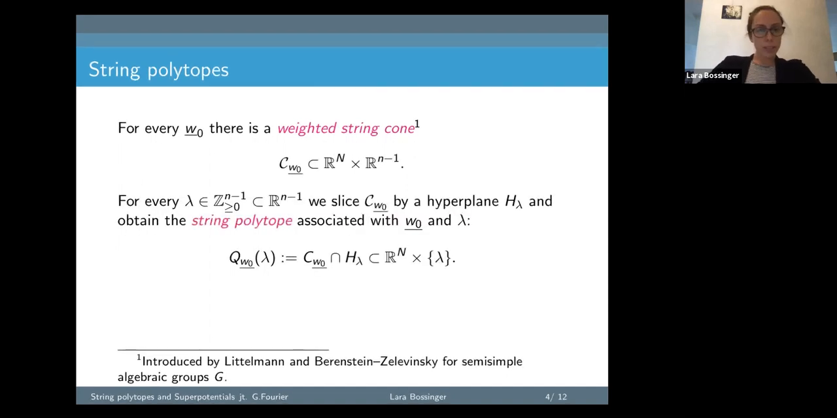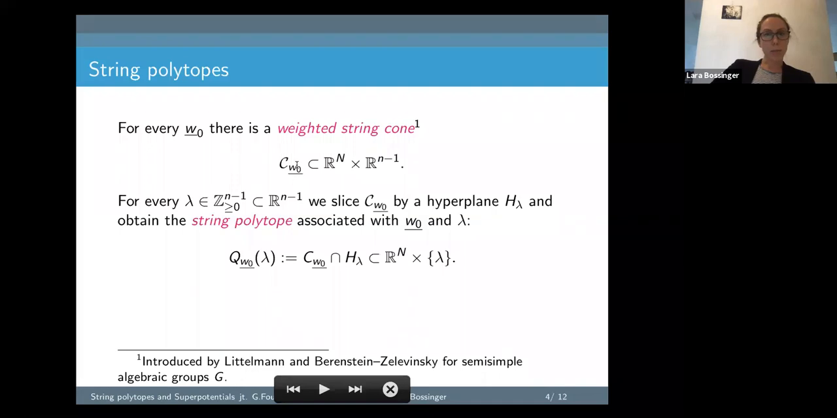And we've also already seen that we can slice these cones over integer points. So I can now take a hyperplane in this product of two vector spaces just by fixing lambda, an integral dominant weight, in the second copy. And I can take a slice of my weighted string cone, and this will define for me a string polytope. So I'm sorry, this should be the curly C as well. So now for every dominant integral weight, and for every reduced expression of the longest word, I get a string polytope.